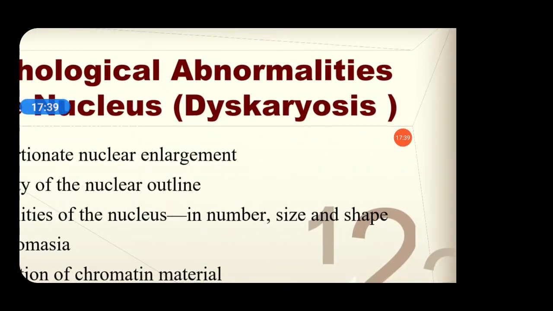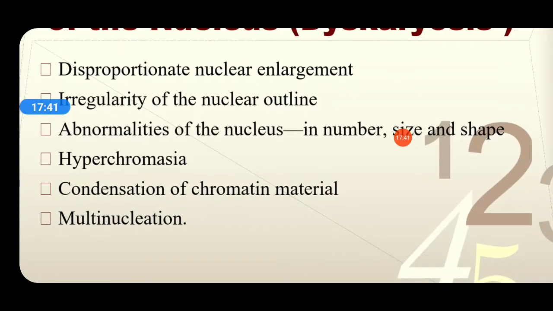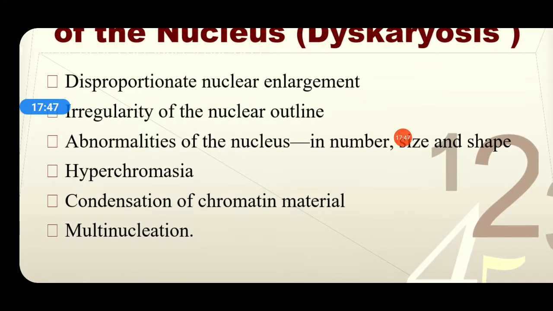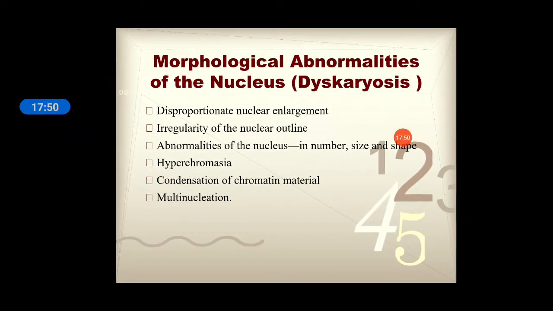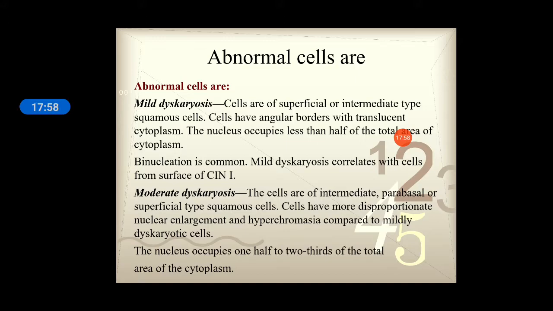Hyperchromasia: chromatin content will be more, and condensation of the chromatin material can be seen. And multinucleation, as I have already mentioned, more than one nucleus may be present. All this comes under the abnormalities of a nucleus, or dyskaryosis, which can be seen in cervical cases or pre-cervical, pre-malignant conditions.